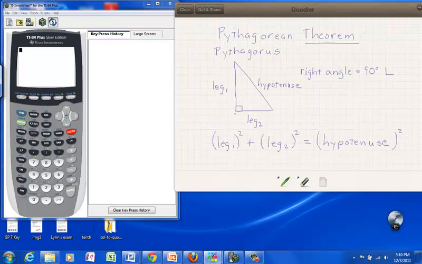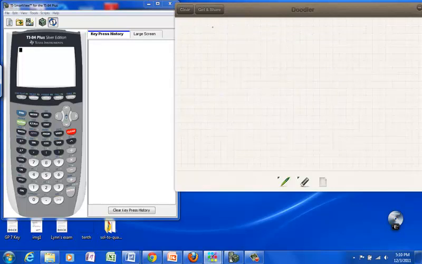Builders often use that to make sure that the corner of a house or a room happens to be a square or a right angle. So let's take a look at how we're going to use that in math. I'm going to put that rule up here one more time. There's my picture of a right triangle, sort of. And the Pythagorean theorem.